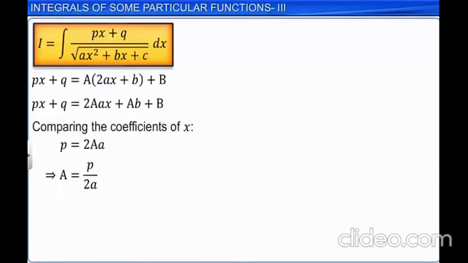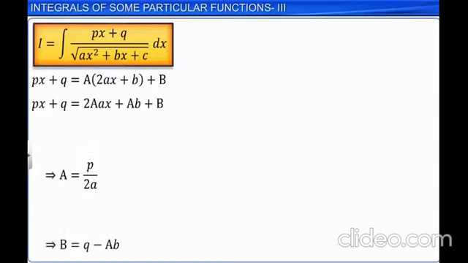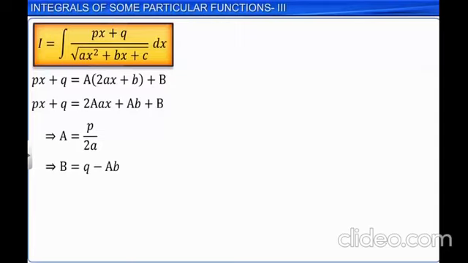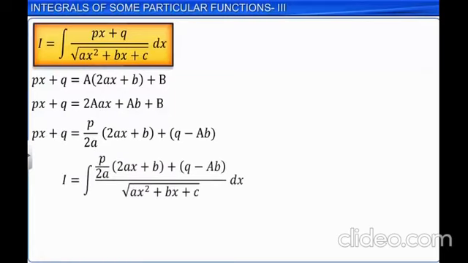Now, we compare the constants. This implies B = q − Ab. So the numerator px + q can be expressed as p/2a into (2ax + b) plus (q − Ab). Now, the integral can be written as shown. We simplify the integrand.